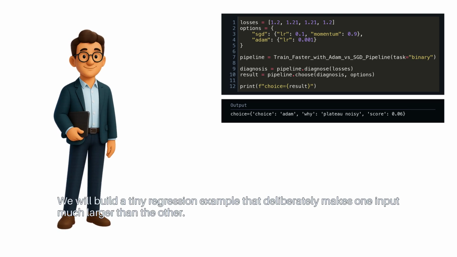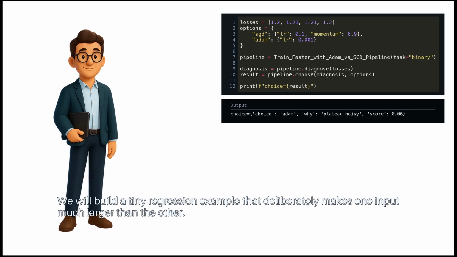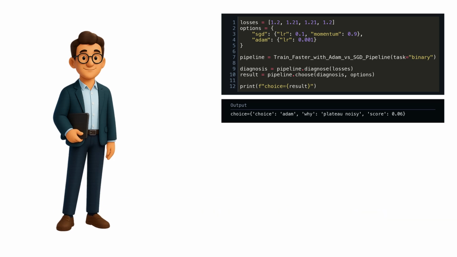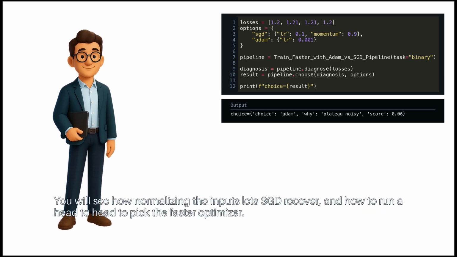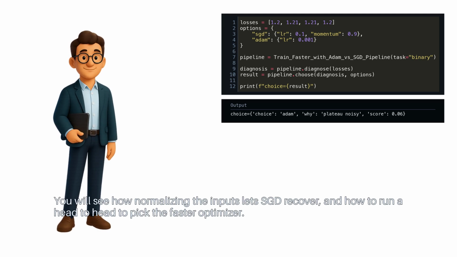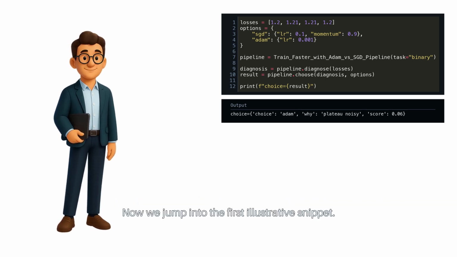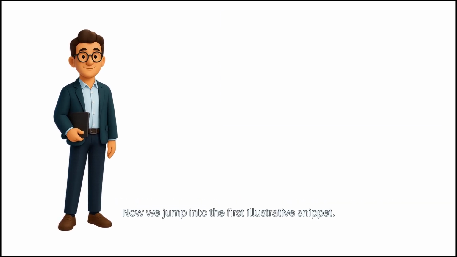We will build a tiny regression example that deliberately makes one input much larger than the other. That imbalance causes SGD to struggle, while Adam copes automatically. You will see how normalizing the inputs lets SGD recover, and how to run a head-to-head to pick the faster optimizer. Now we jump into the first illustrative snippet.